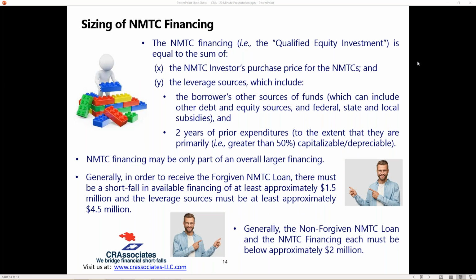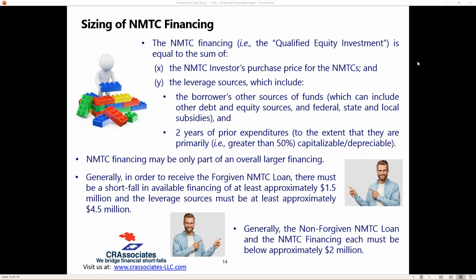New market tax credit financing, that being the qualified equity investment, is the sum of the investor's purchase price of the new market tax credits and the leverage sources, which include the borrower's other sources of funds, which can include other debt and equity sources, and federal, state, and local subsidies, and 2 years of prior expenditures, provided that at least 51% of them are primarily capitalizable depreciable.